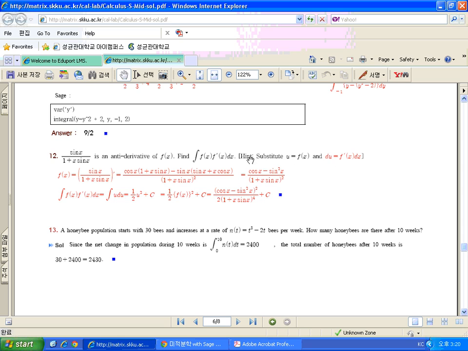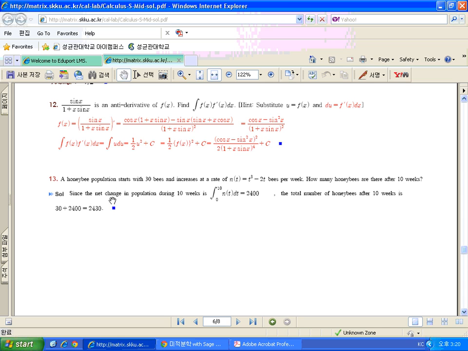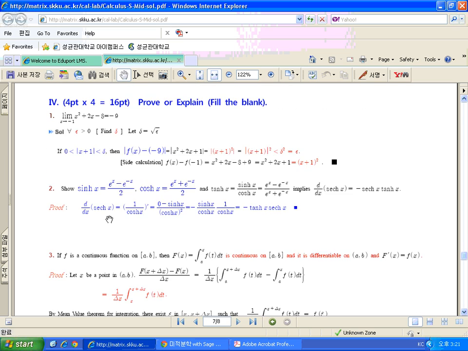Then you just resubstitute f of x in here, and this is the problem that one of you actually showed in. So all you have to find for these changes is the integral of n of t dt from 0 to 10, which is this. So what you are left with is the initial number of bees plus this increased number of bees, which makes 2,430 bees left after 10 weeks.